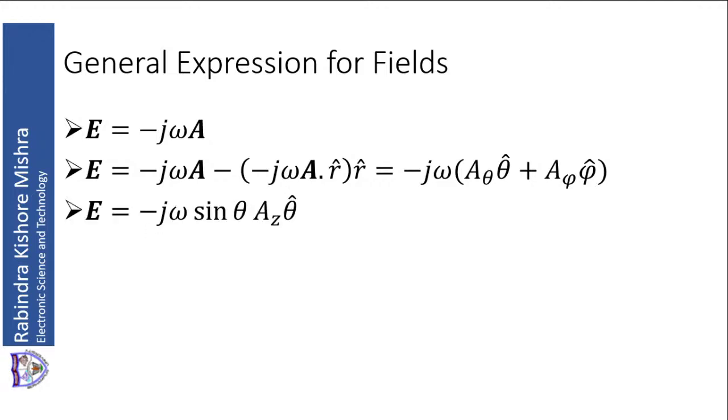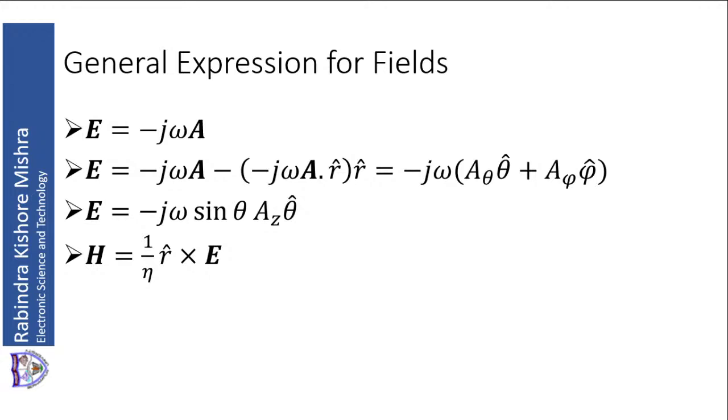Okay. So from that we get that E is equal to minus j omega sine theta Az theta cap, because A phi will be equal to 0. The current element is oriented along the z axis, so the integration is rolling along the z axis, and it is symmetric in phi. Since it is symmetric in phi, phi will have no contribution. A phi component will be equal to 0 because of the symmetry. So only component is theta cap.